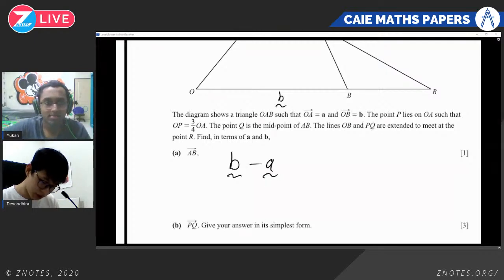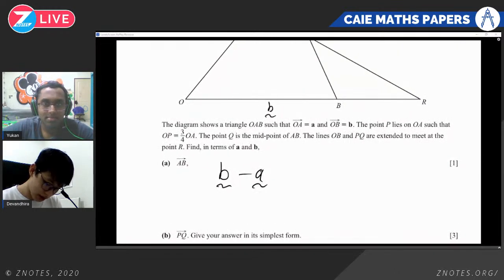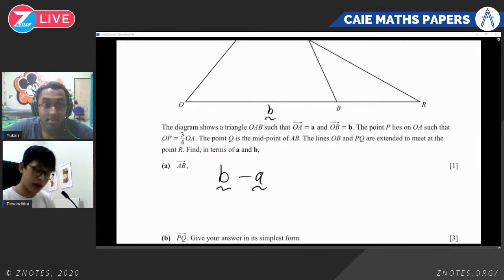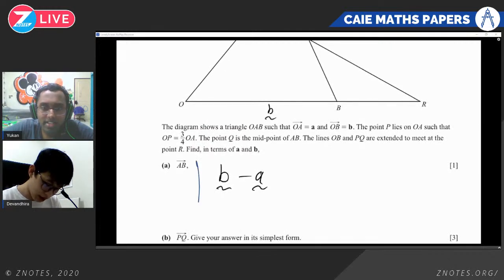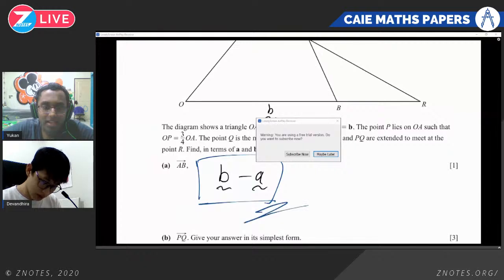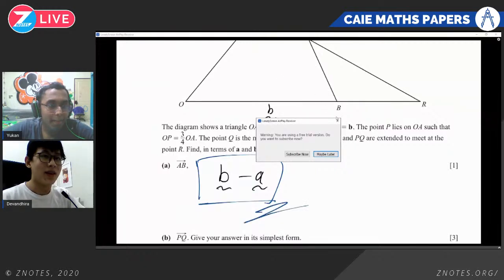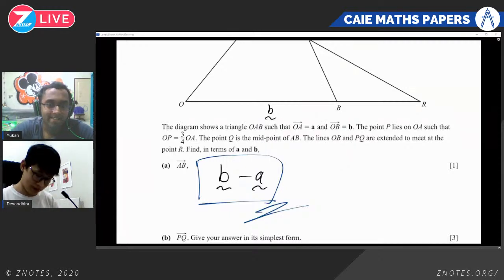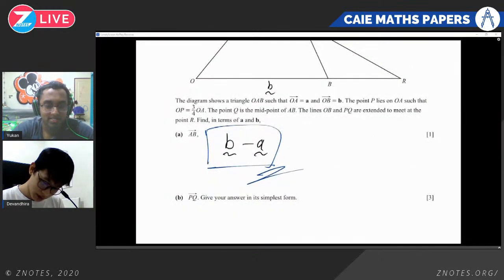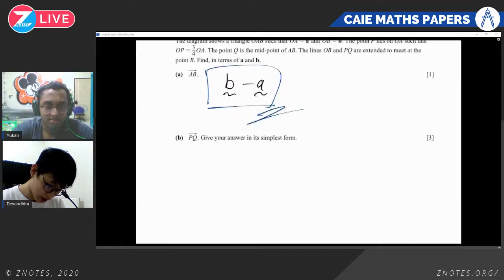When you write vectors, don't forget the squiggly line below it. Is that correct, Yugen? Yeah. So we have to write the squiggly line to show that it is a vector. Is it really that necessary? Um, but just to emphasize. Okay, so that's an easy 1 mark.